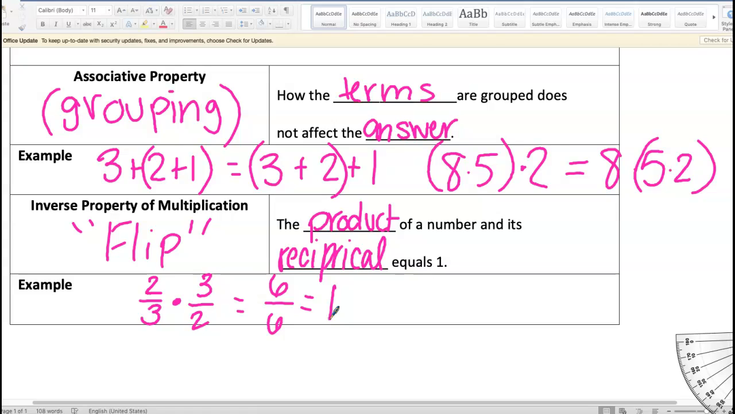Okay, it also works for whole numbers. So what's the reciprocal of 5? Or what's 5 flipped? 1/5. Because any whole number can be put over 1. So then I would get 5 times 1, which is 5, over 1 times 5, which equals 1.